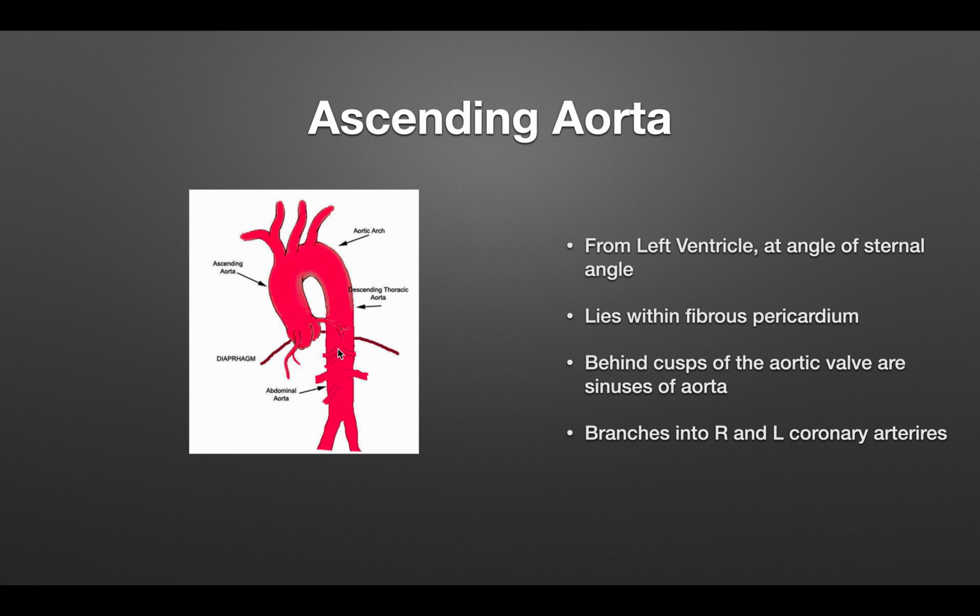So the ascending aorta comes from the left ventricle, of course, at the level of the sternal angle, right at your sternum and your manubrium. This ascending aorta does lie within the fibrous pericardium, so it's a part of the pericardial sac. Behind the cusps of the aortic valve are the sinuses of the aorta. It sounds really confusing, but it just means there's a slight bowl-shaped ring in the aorta right above each of the cusps. And then it's going to branch into the right and left coronary arteries.